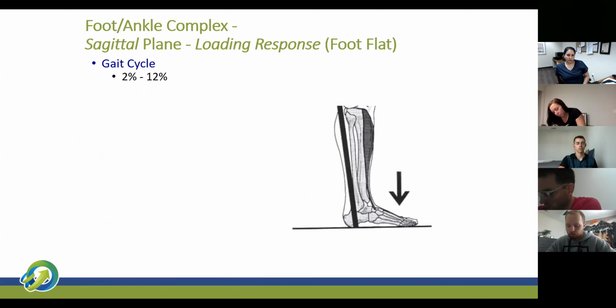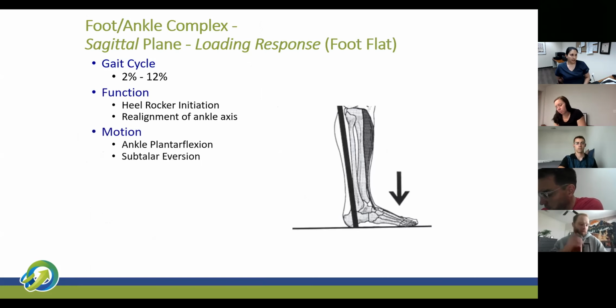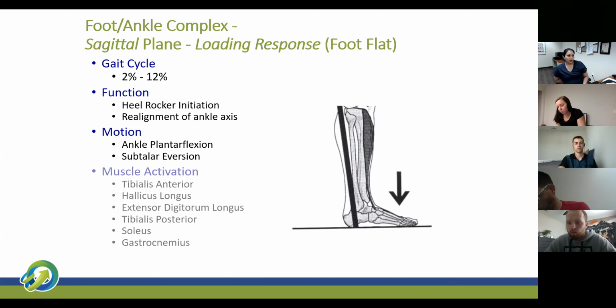Okay, so it's about 2 to 12% of your gait cycle. This is where we're going to realign the angle of the ankle axis. The motion again is ankle plantar flexion and subtalar eversion. Regarding plantar flexion, that's the sagittal plane we're looking at, and then we're looking at the coronal, which is the eversion. So the muscles activating for this group are the tibialis anterior, your extensor hallucis longus, your extensor digitorum longus, your tibialis posterior, and your soleus and gastrocs during loading response.